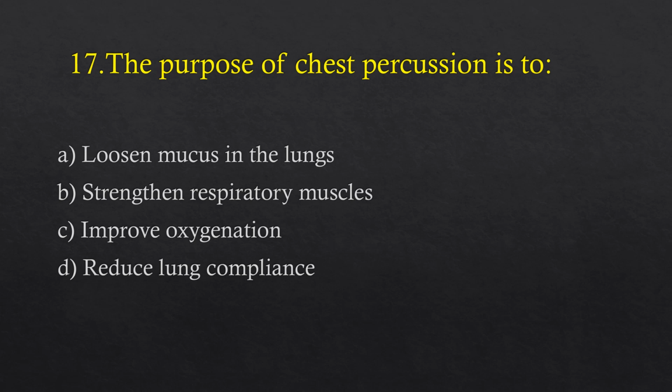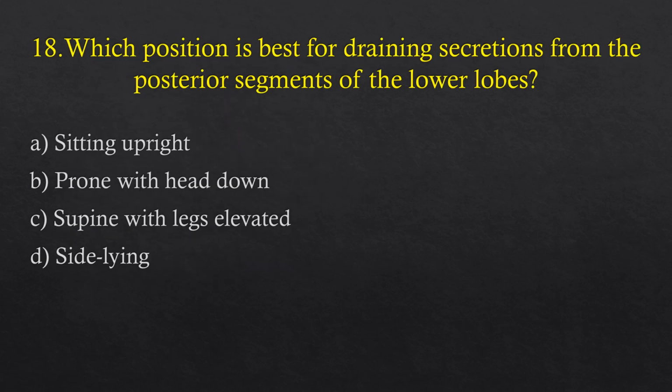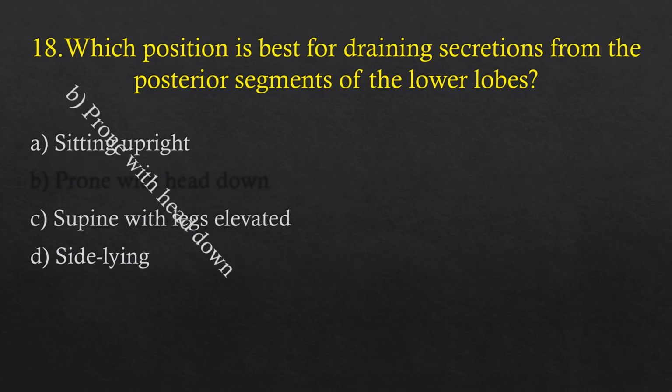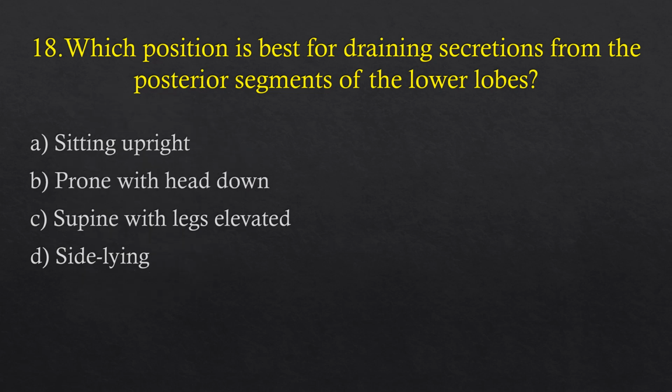D. Reduce the lung compliance. So the answer is loosen the mucus in the lung. Number 18. Which position is best for draining secretions from the posterior segments of the lower lobes? A. Sitting upright. B. Prone with head down. C. Supine with legs elevated. D. Sideline. So the answer is prone with head down.